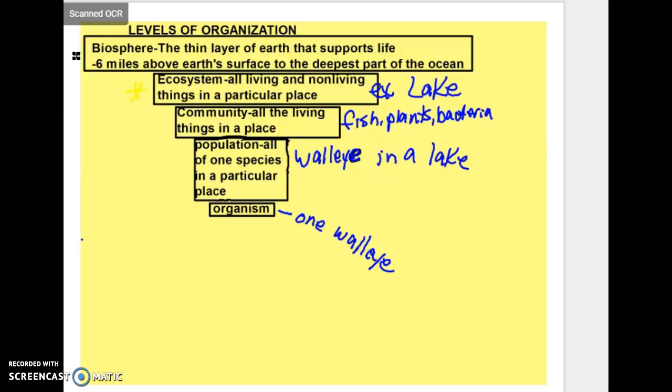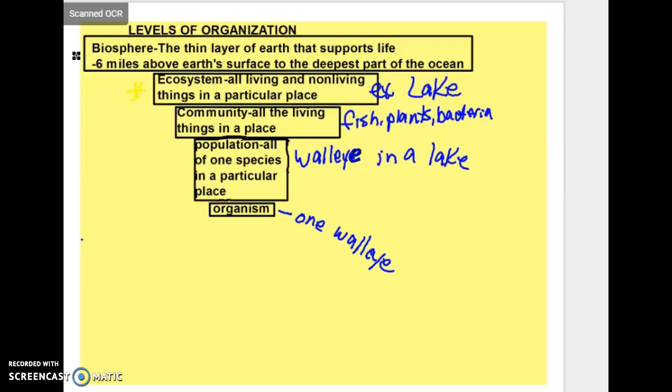An ecosystem can be very large or very small. Ecosystem: all living and non-living things in a particular place. So we might say a very small ecosystem might be a lake. All of the things that live in the lake, all of the vegetation and the fish and the insects and the frogs, but also the non-living things, the rocks, the soil, the water, the gases that are dissolved in that, and so on and so forth. So that would be one ecosystem.